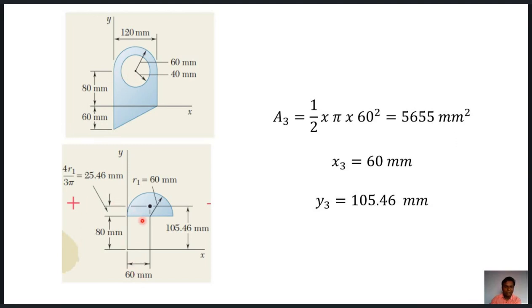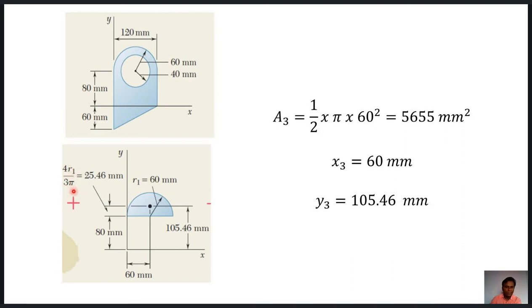Now we are interested in locating its y distance. Here, this is the centroid of the semicircle, and we want to find its distance from the x-axis. Up to the base of this semicircle, this distance is 80 millimeter. Now what is the remaining distance? The remaining distance is 4r upon 3 pi. It is a standard formula for a semicircle.